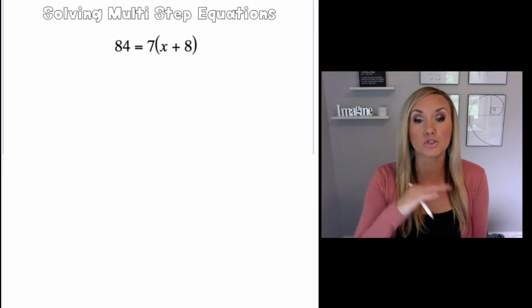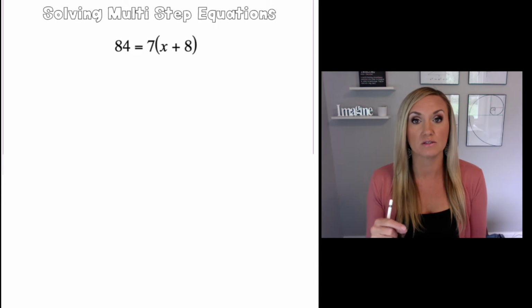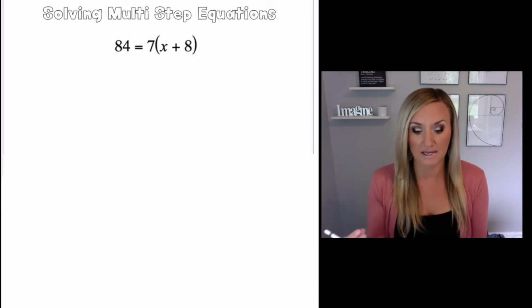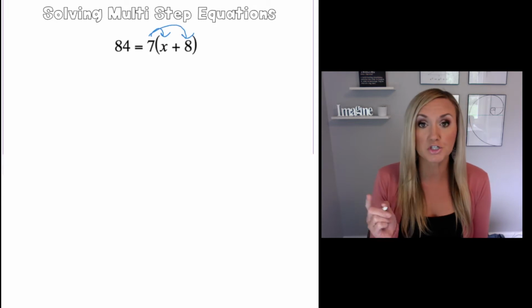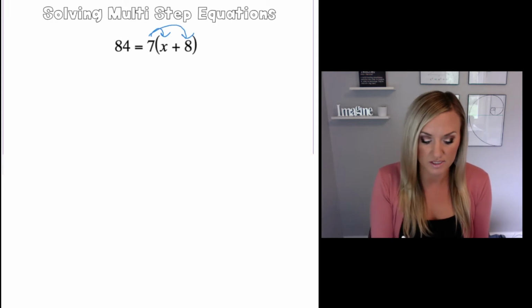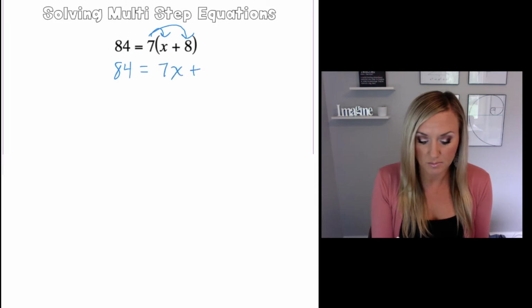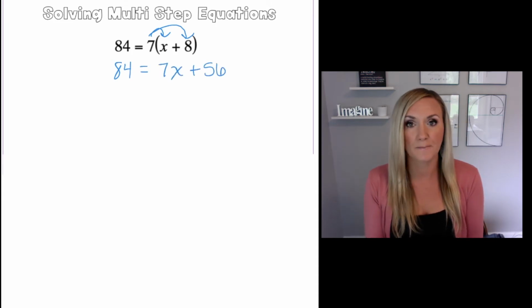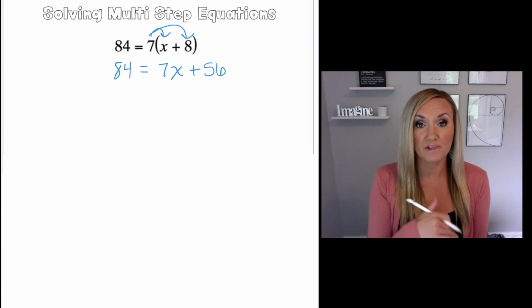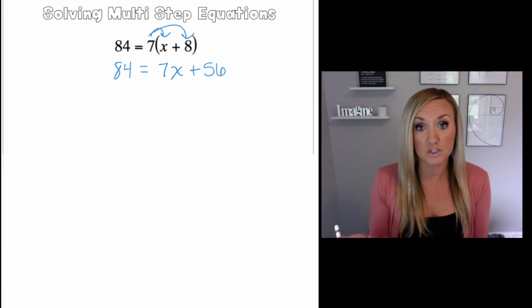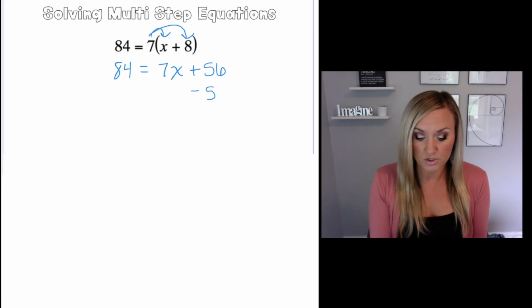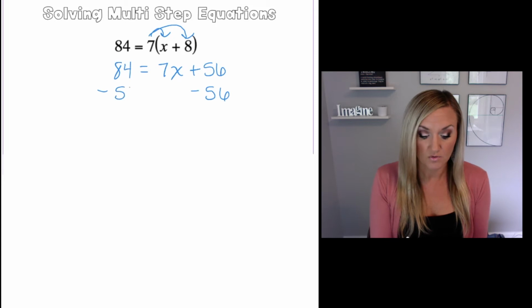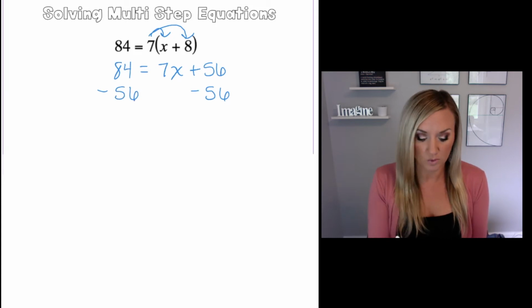Our goal when we're solving multi-step equations is we just want to get that x by itself. But we do need to distribute the 7 first to both terms inside of the parentheses. So we have 84 equals 7x plus 56. Okay, and so from last week, we learned about two-step equations, which now there are 2 steps left to solve for x. So we are now going to subtract the 56 from each side of the equation.